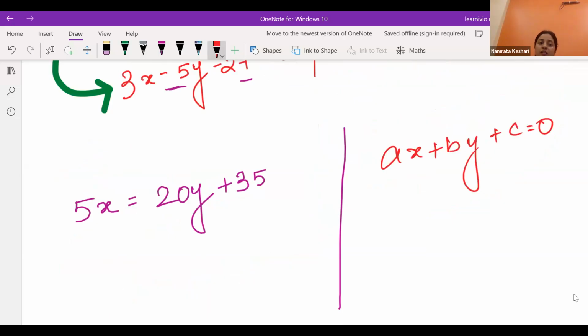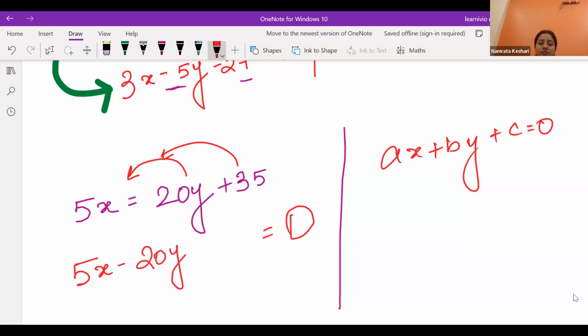Okay, now what we will do, 5x, this 20y we will take to this side, 35 we will take to this side. Because in a standard form, one thing is mandatory: 0 has to be there on one side. On one side you have to make 0. So for that reason, you will be bringing everything to the other side, and it will be minus 20y minus 35. Making sense?